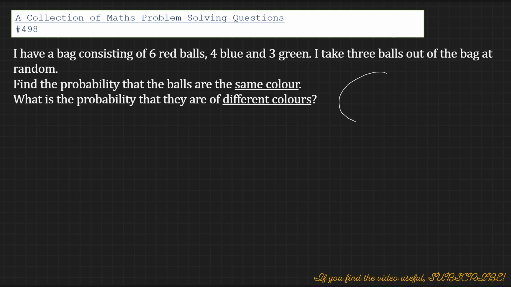So the first thing I do is draw a bag somewhat like this, and then 6 red balls and 4 blue balls and 3 green balls. And the total number of balls would be 6 plus 4 plus 3, and that is 13.